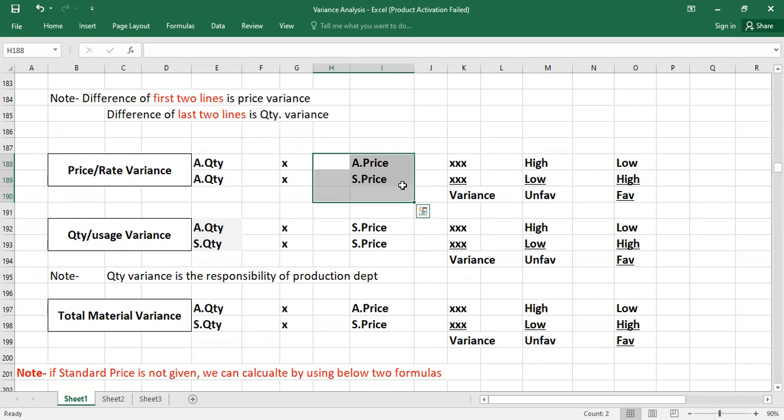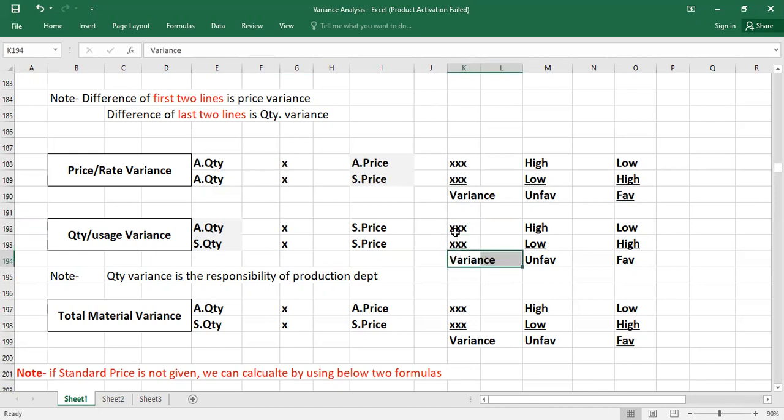In the same way, the last two lines, meaning lines number 2 and 3, will result in the quantity variance, which is also called usage variance. So we have actual quantity multiplied by standard price, and then standard quantity multiplied by standard price. You can see there is no difference between prices, but there is a difference between quantities. That is why this will give you the quantity variance. If you multiply actual quantity with the standard price, you will get one answer here, and if you multiply standard quantity with the standard price, you will get one amount here. The difference of these two will result in the variance.